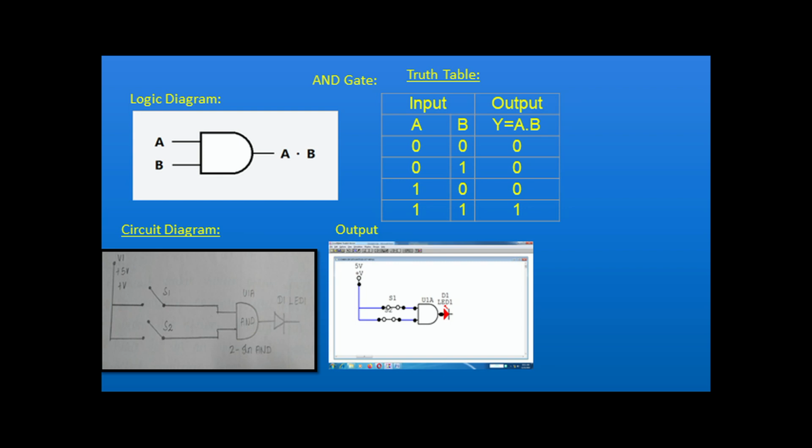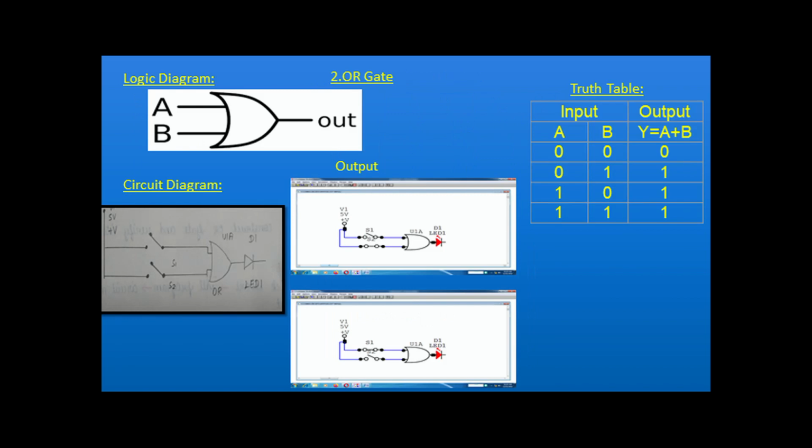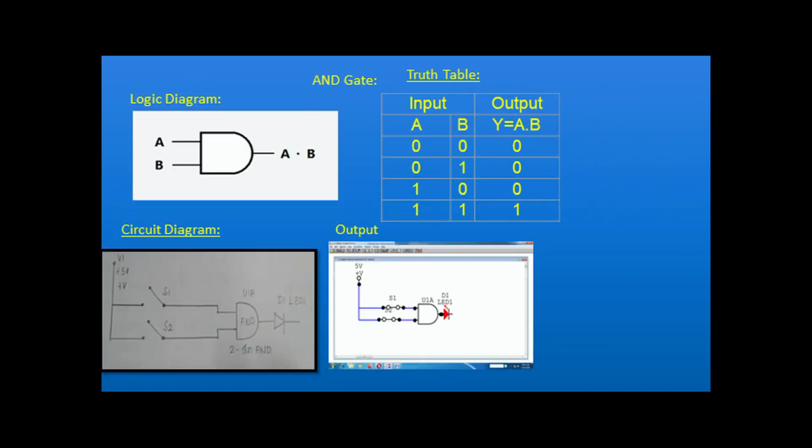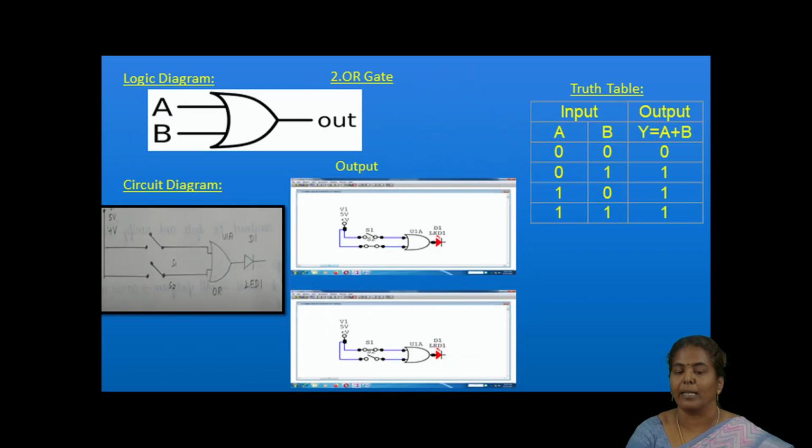From next we are going to see the OR gate. We will see the difference between the AND gate and the OR gate. The AND gate diagram shows somewhat of an ellipse, but the OR gate is like a curve. Here there are two inputs, A and B, and the output.